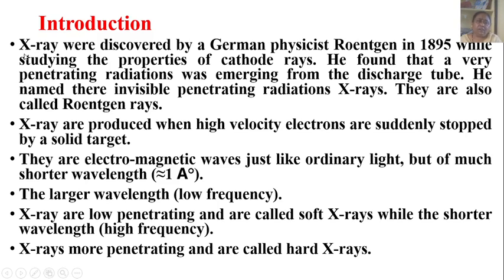Now, introduction. X-rays were discovered by a German physicist Roentgen in 1895. While studying the properties of cathode rays, he found that a very penetrating radiation was emerging from the discharge tube. He named this invisible penetrating radiation X-rays. They are also called Roentgen rays. Now, X-rays are produced when high velocity electrons are suddenly stopped by a solid target.